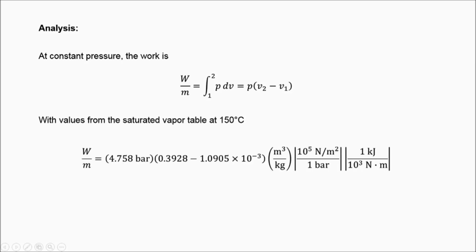With values from the saturated vapor table at 150 degrees C, where V1 is equal to 1.0905 × 10^-3 cubic meter per kilogram, and V2 is equal to 0.3928 cubic meter per kilogram, the work per unit mass is obtained as follows. Note the conversion from bar to pascals, or Newton per meter squared, and joules to kilojoules, to calculate the work per unit mass in kilojoules per kilogram. This is the answer for the work per unit mass for the entire process, which is the first answer we were seeking. The positive sign indicates that the work is done by the water on the piston.